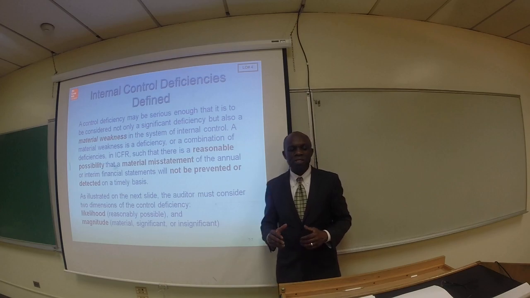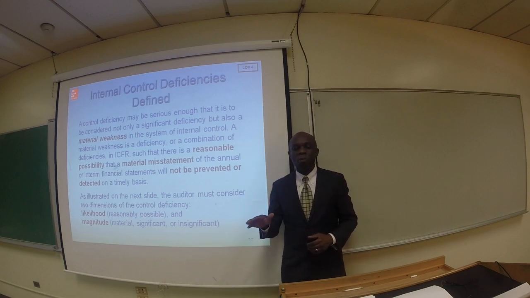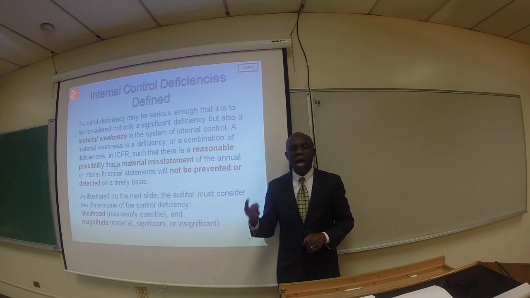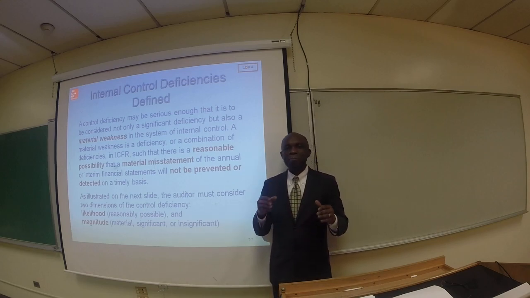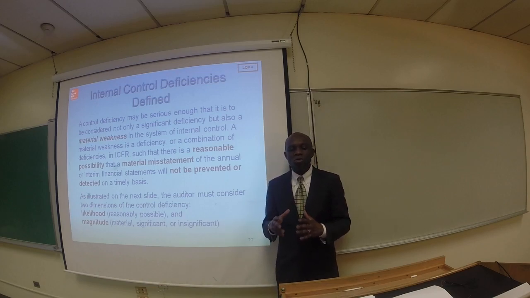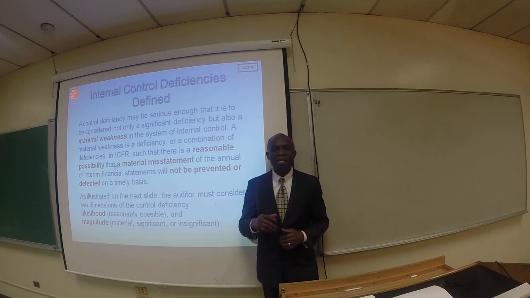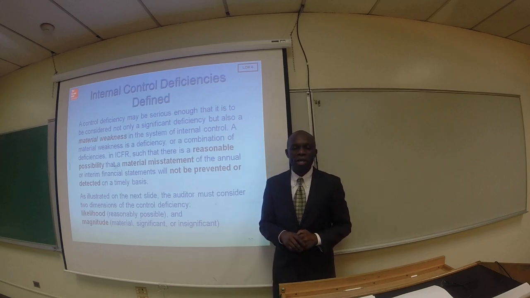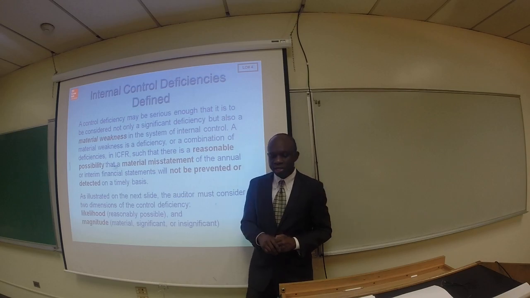Let's take a look at the last piece. As illustrated on the next slide, the auditor must consider two dimensions of the control deficiency: likelihood and magnitude. So part 2 of this presentation will illustrate how those two issues are used in determining the seriousness of internal control deficiencies.